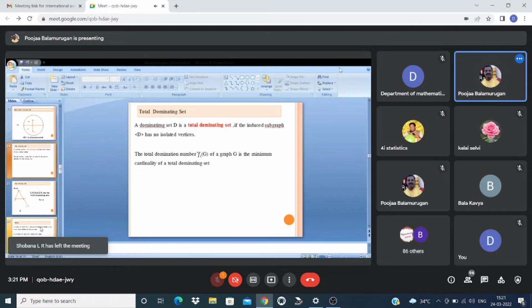Total dominating set: a dominating set D is a total dominating set if the induced subgraph D has no isolate. Just as you speak of induced D being disconnected or connected, in the same way, induced D has no isolate. That type of definition is a total dominating set. The minimum cardinality of a total dominating set is called the total domination number of G, right?